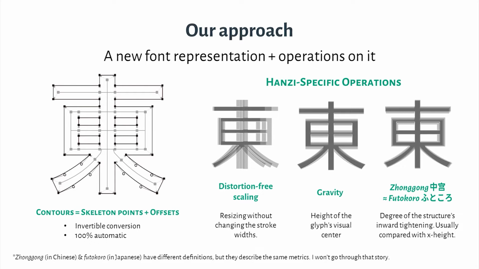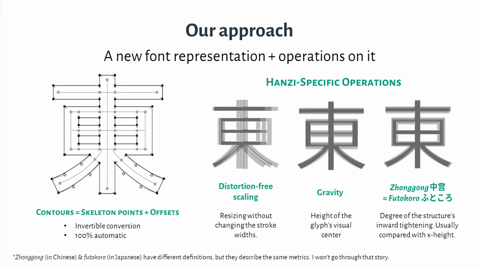These operations would modify the fundamental metrics of the Hanzi. The distortion-free scaling operation will resize the glyphs without changing stroke widths. We can also transform the gravities of the glyphs, as well as zhonggong, which in Japan, a similar concept called shokolo is used, which describes the structure's inward tightening. This concept is usually compared with x-height in Latin type design. It would be a long story to make it clear, so I won't go through that story.